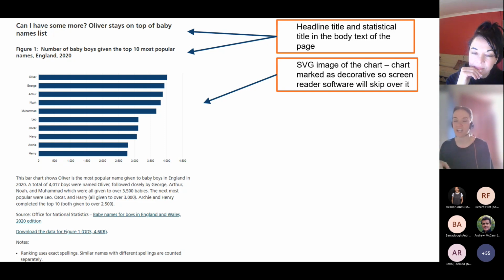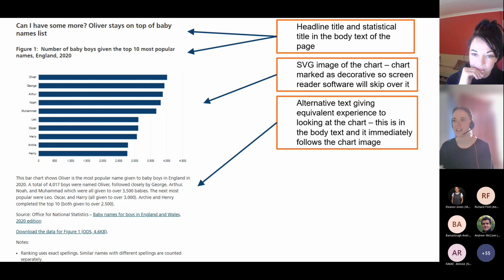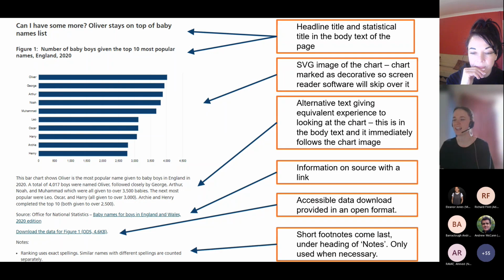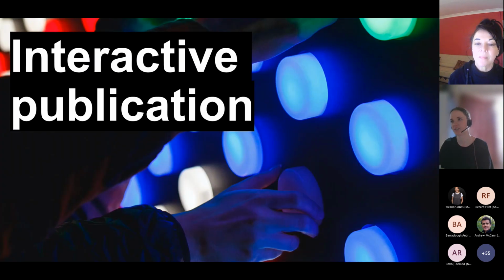For screen readers, you should mark it as decorative in the actual alt text field, so the screen reader skips over it. Then you should have your alternative text, and that should, as far as you can, give an equivalent experience to looking at the chart. And like we said, it should be in the body text of the page immediately after. Then you should give your information on source with a link to the source. Then your download information, and then any notes only if they're necessary. So that's the best practice way of laying out all that information. Yeah, you get all gold stars and green ticks for that.